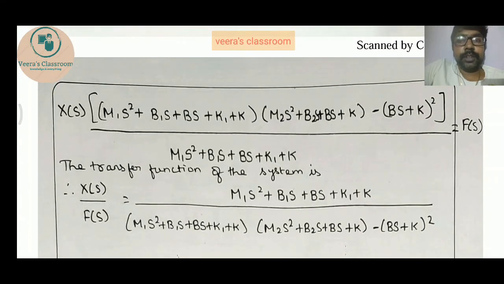With this we have completed the mechanical translational systems, and we have seen two problems. One is horizontal and one is vertical.